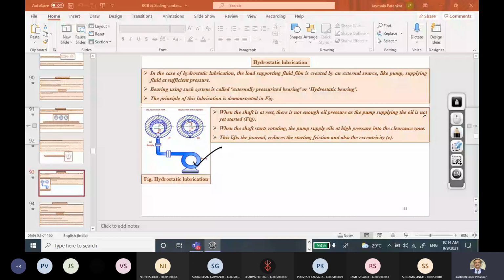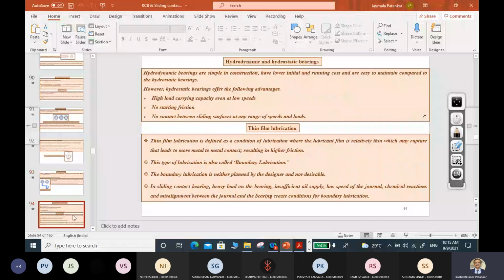the design of the hydrostatic bearing is slightly complex in comparison to the hydrodynamic bearing. On the other hand, the design of the hydrodynamic bearing is relatively simple, as the pump and the other valves are not needed. So in comparison to the hydrostatic bearing, the design of the hydrodynamic bearing is much simpler.